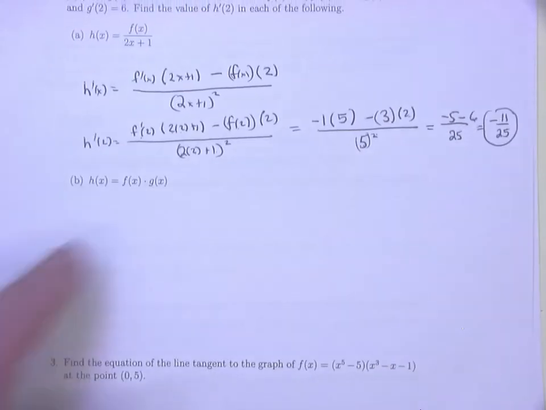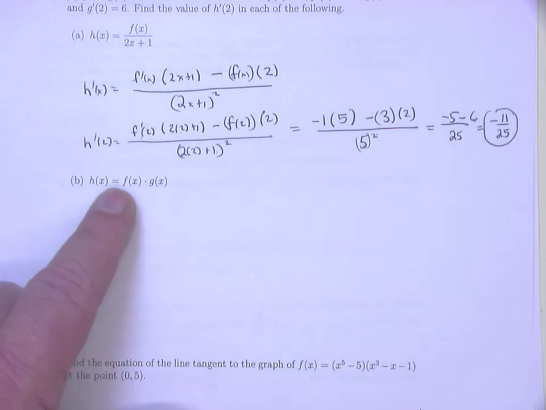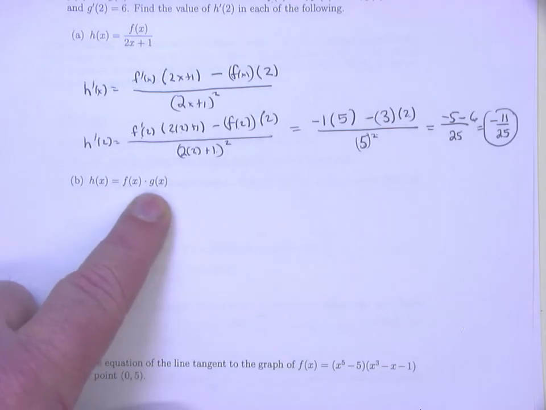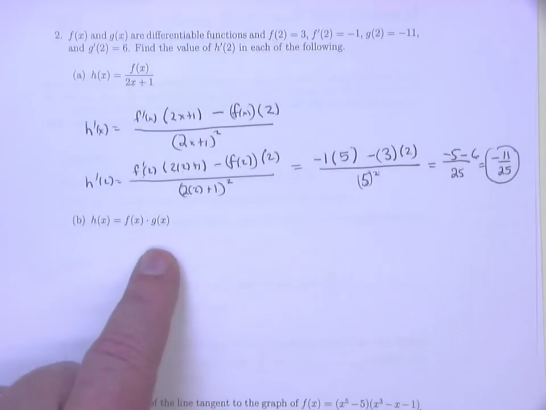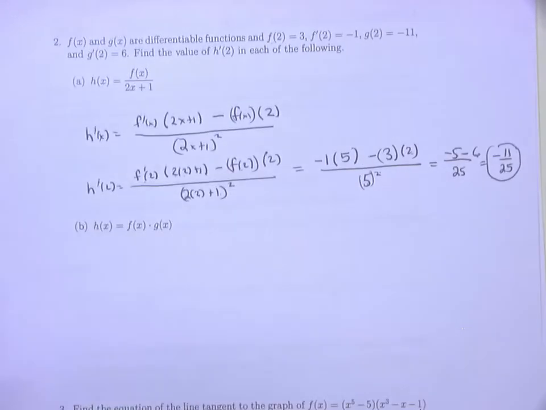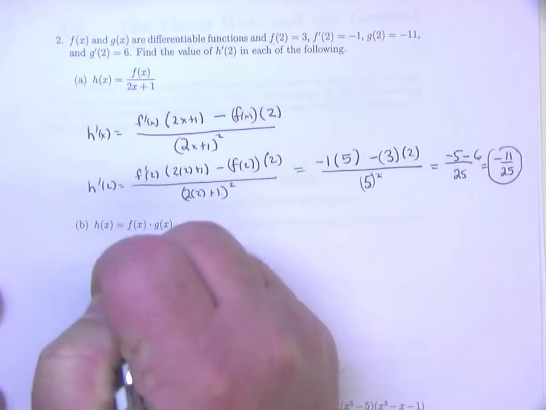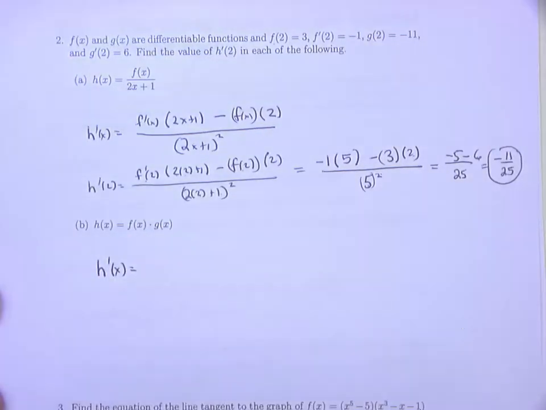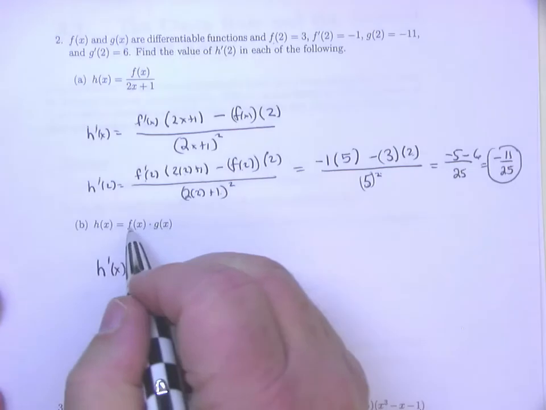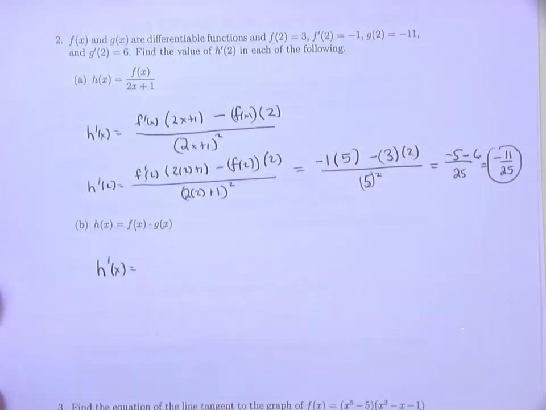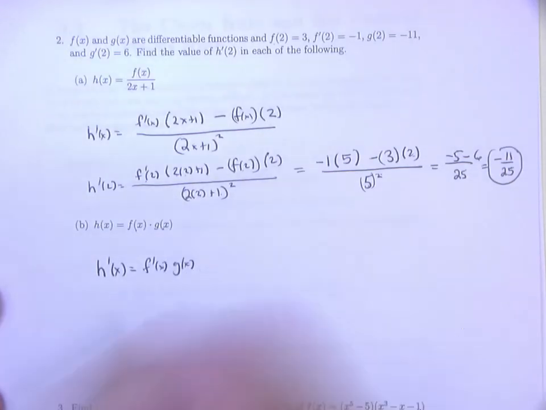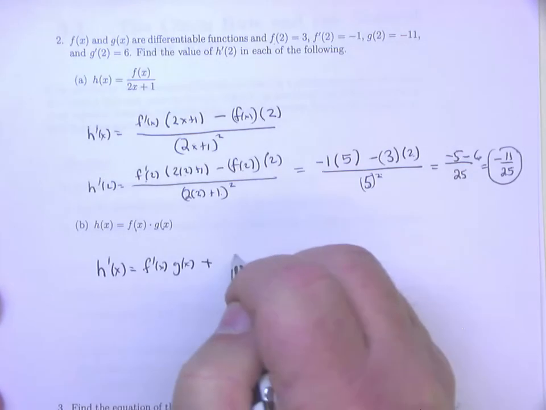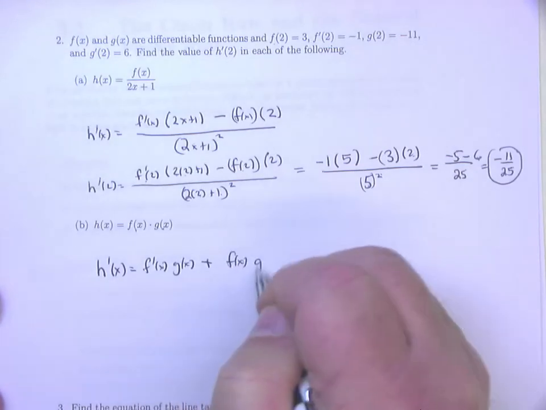Try this one here. h of x is equal to f of x times g of x. That is times, which means what rule am I going to use? Product rule. You can memorize the formula, and that's awesome, but know the rule. f of x is first, g of x is second. Derivative of the first times the second plus the first times derivative of the second. Derivative of f of x is going to be f prime of x times the second, g of x, plus the first, f of x, times derivative of the second, g prime of x.